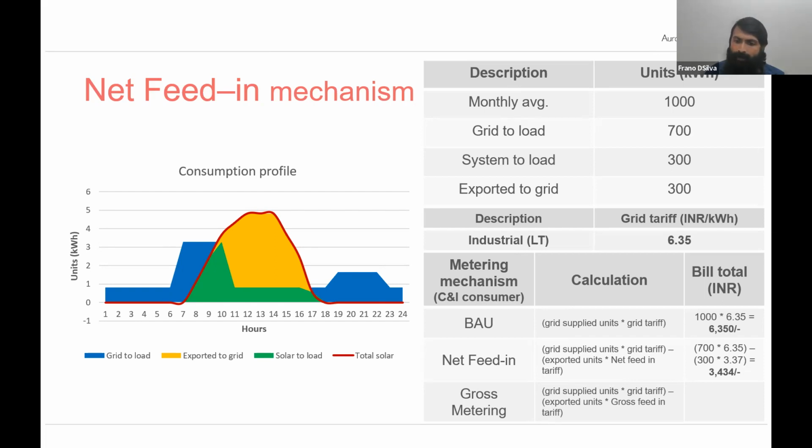While if we employ the net feed-in mechanism after installing a rooftop solar system, we have the calculation as shown in the slide, where the grid supply units, that is 700 units, is multiplied by the grid tariff, that is 6.35. Further, the 300 units exported to grid will be charged at the net feed-in tariff decided by TNERC at 3.37 rupees per kilowatt hour, finally giving us a bill total of 3,434 rupees.